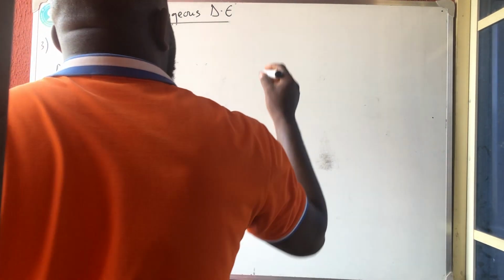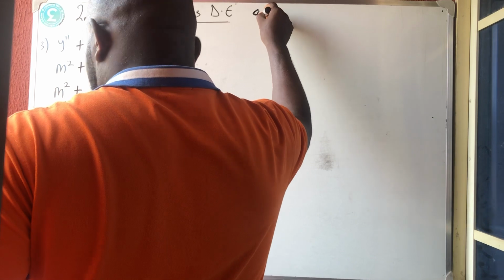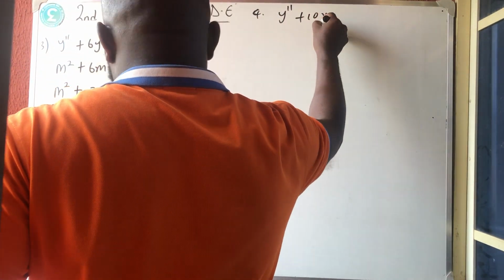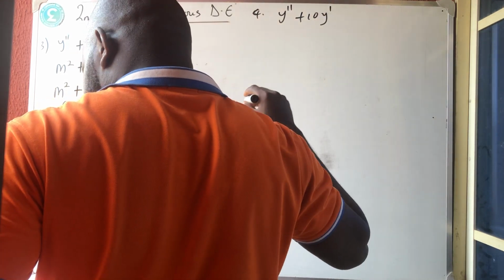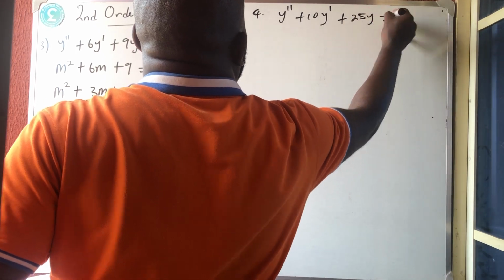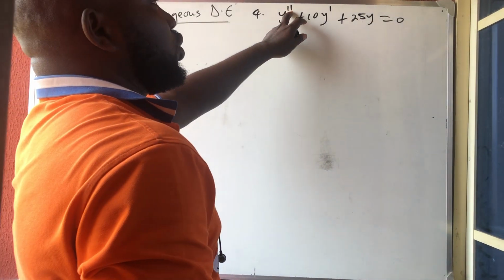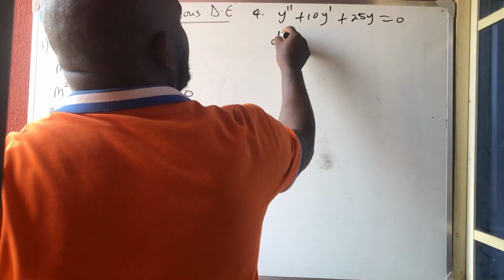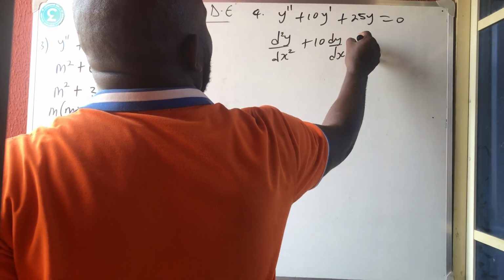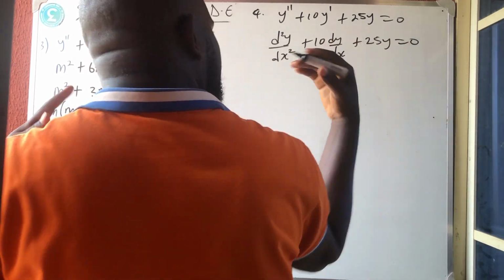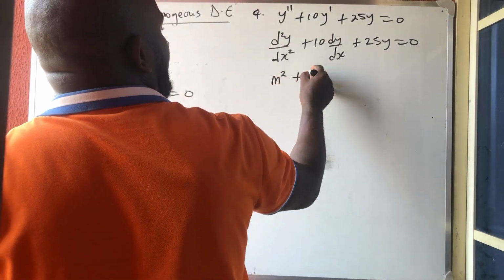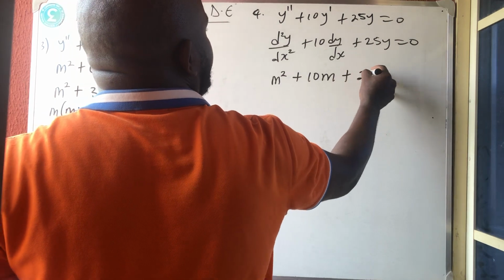Okay, so the next one, number 4, said y prime prime plus 10y prime plus 25y is equal to 0. You know that sometimes they will not use y prime prime, they will use something like this: d squared y over dx squared plus 10 dy dx plus 25y is equal to 0. They are the same thing. So I'm saying m squared plus 10m plus 25 is equal to 0.